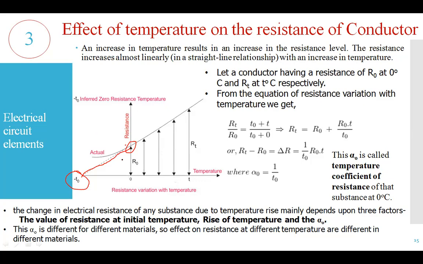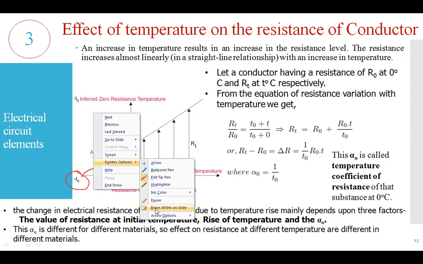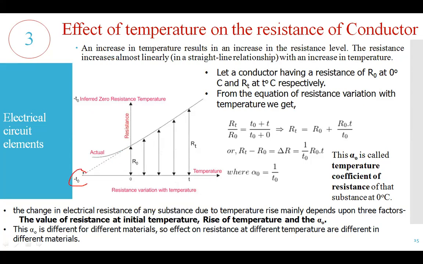Yes or no? See, ideally, these characteristics indicate that if you extend this component to the other side, that means if the temperature is decreased, your resistance will meet over here. But this is not the case. This is the ideal condition we assume. But in the actual case, it is not exactly 0 over here.